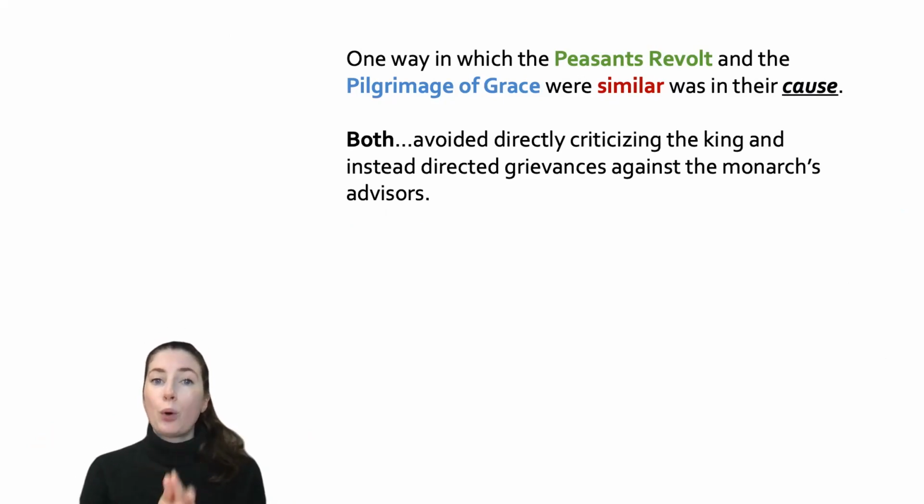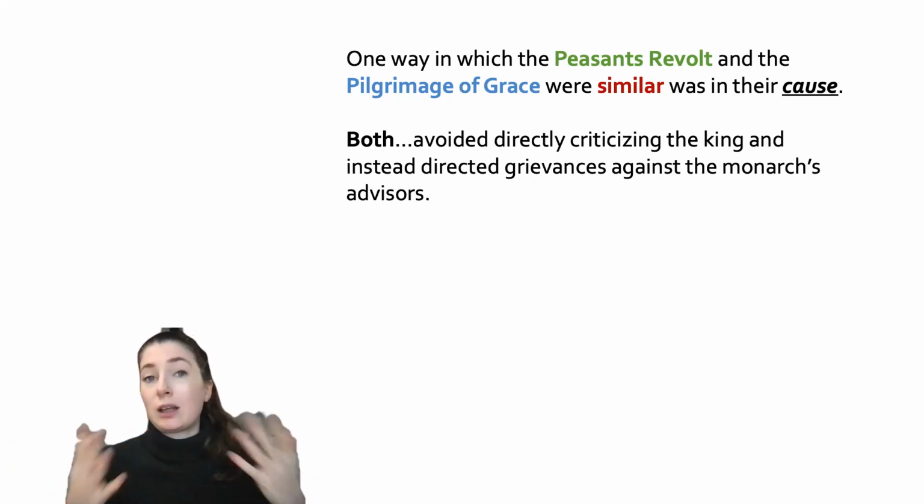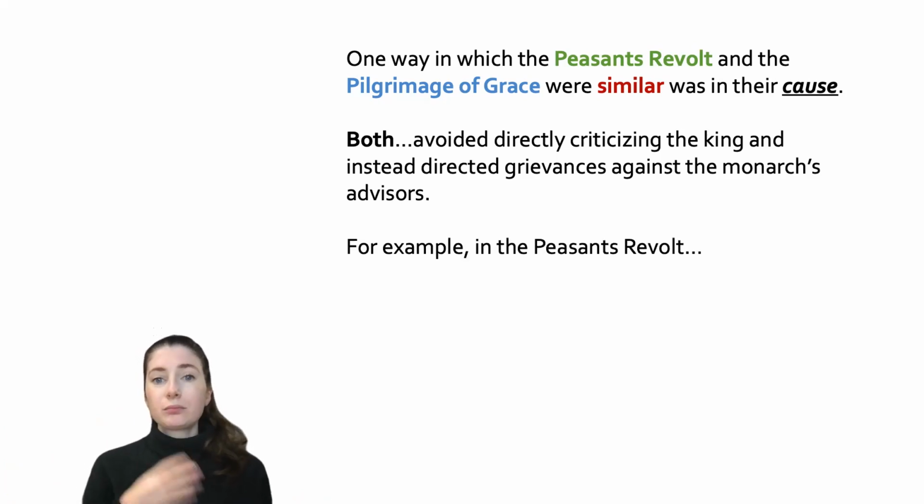So whatever your point is, the reason why the Peasants' Revolt and the Pilgrimage of Grace are the same in their cause, it goes now. So I've written both avoided directly criticising the king and instead directed grievances against the monarch's advisors. That's my point. In both of these events, they don't criticise the king in their demands. They're both caused out of anger towards the monarch's advisors.